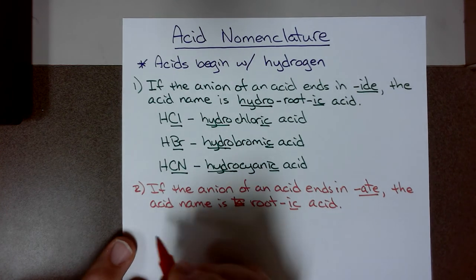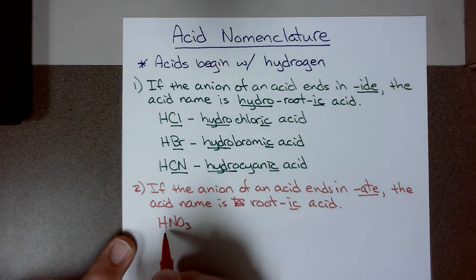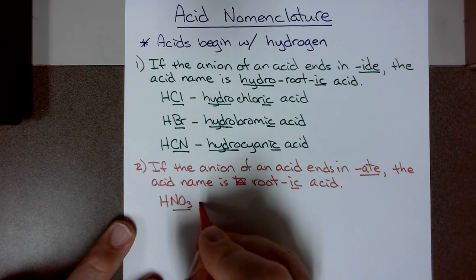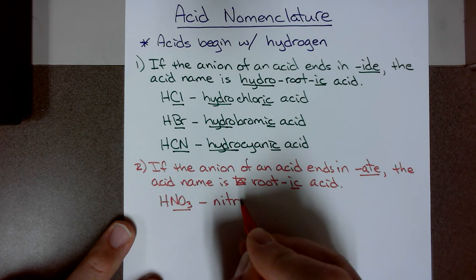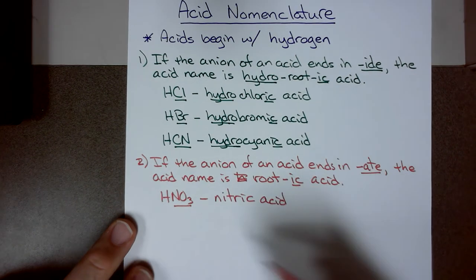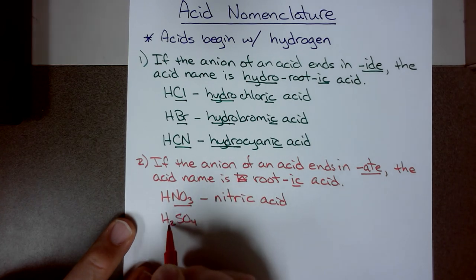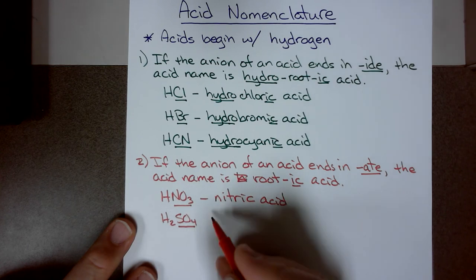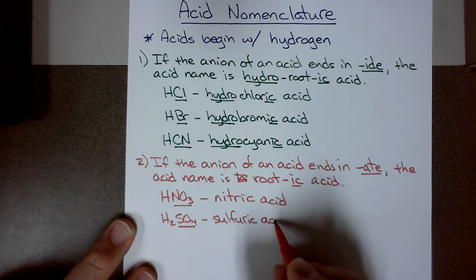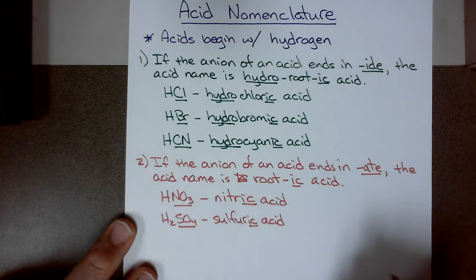So let's look at a couple of those. Let's say I have HNO3. We know it's an acid because it has the hydrogen. This is nitrate, so ate goes to ic, so that'll be nitric acid. Let's look at another one. H2SO4, it's got hydrogen in front, that's sulfate, so this is sulfuric acid. Again, ate to ic, sulfate to ic.